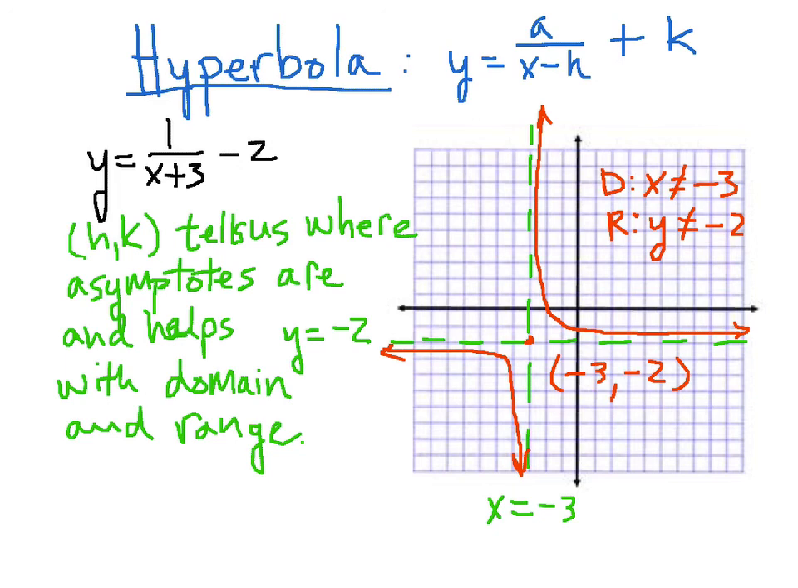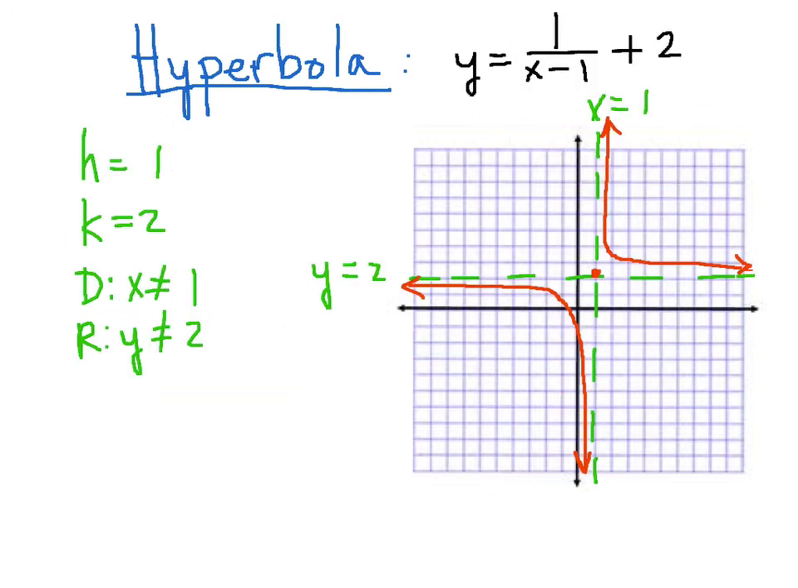Okay. Let's look at one more example. Here we have an h value at 1 and a k value at 2. So that helps us with the asymptotes. And it helps us with the domain. So x can be any value except for 1, and y can be any value except for 2. And then I forgot to write our new center point here. So the new center point ends up being 1, 2.